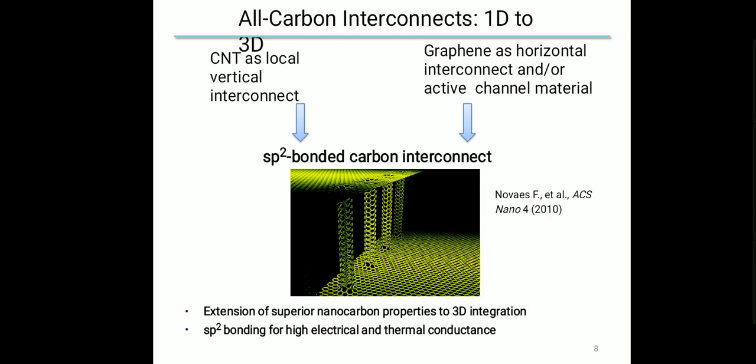This is 1D structure of carbon interconnects, and here is extension of superior nanocarbon properties to 3D integration. There is an extension of nanocarbon properties to 3D integration. There are lots of changes from 1D to 3D, and the hybridization remains the same, sp2 bonding for high electrical and thermal conductance. The bonding remains the same, meaning thermal conductance is higher in 3D than in 1D.